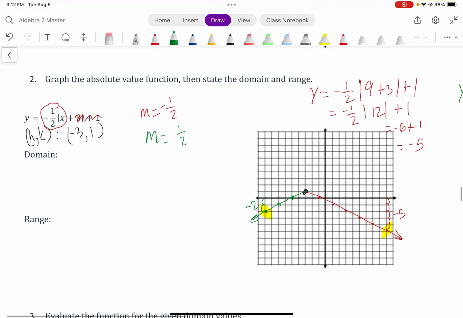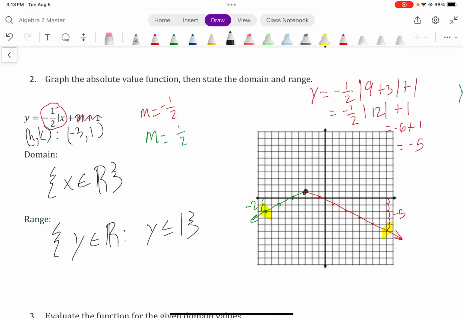But now we're going to look at our domain and our range. For our domain, x is an element of the real numbers because I can go left forever and right forever. There's no x's that are excluded. My range, y is an element of the real numbers such that I have a maximum value for my y of +1. So that means y is less than or equal to +1.